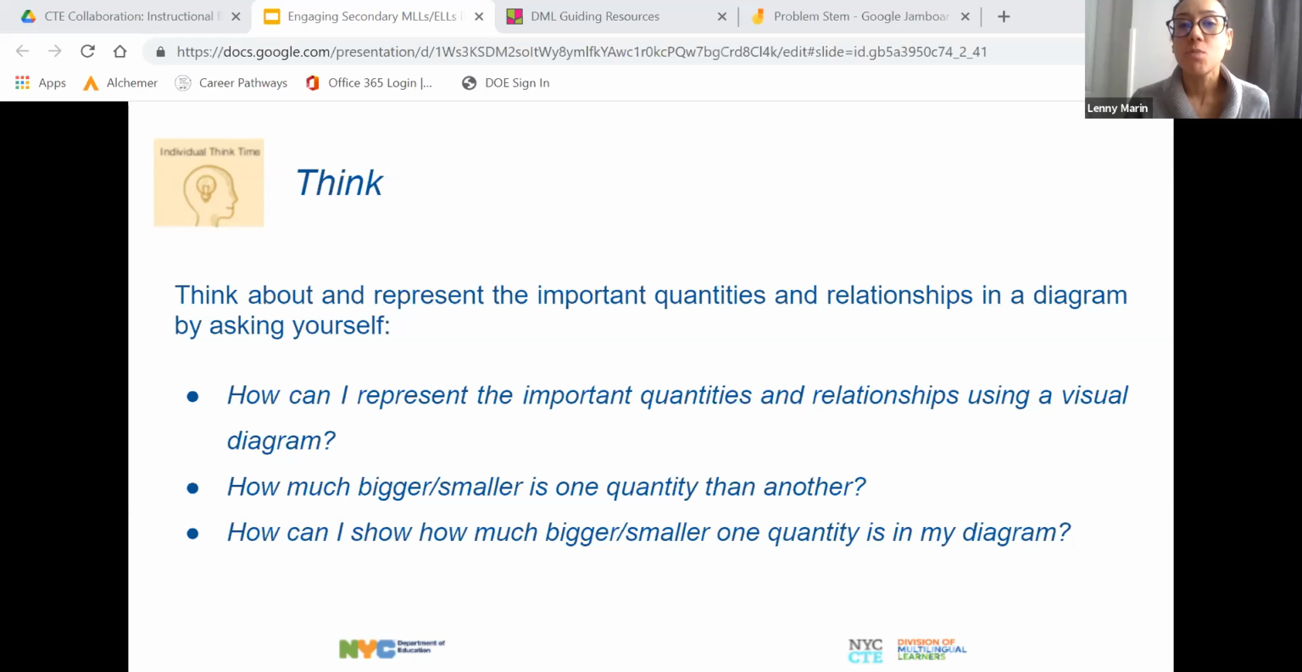How much bigger or smaller is one quantity than the other? And how can I show how much bigger or smaller one quantity is in my diagram? So I want you to take out your writing devices, whether you're using digital or like me, I need pen and paper. But right now I want you to start to really think about this problem and create a diagram that represents the problem step.